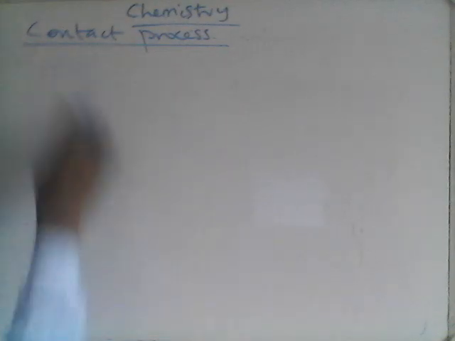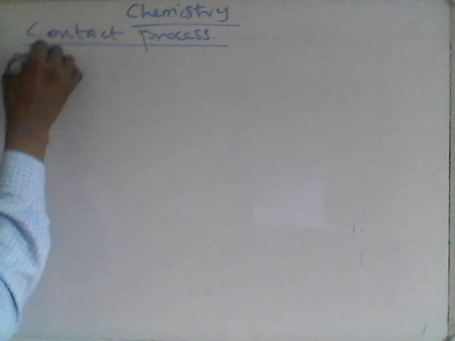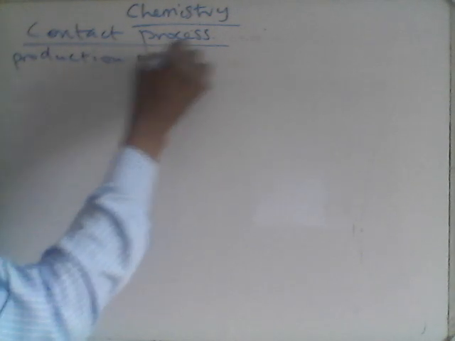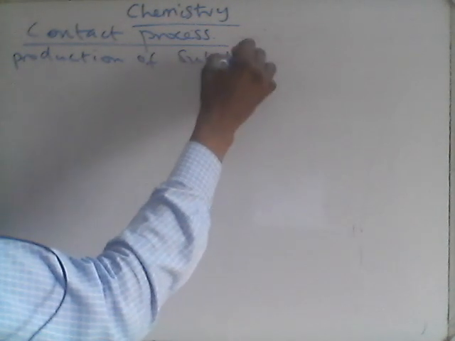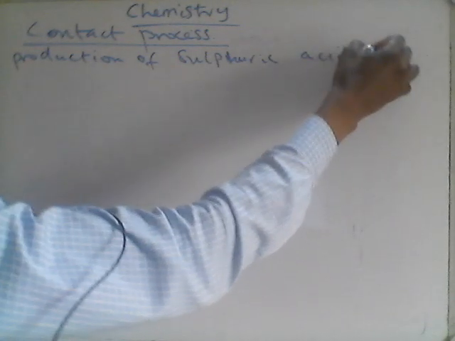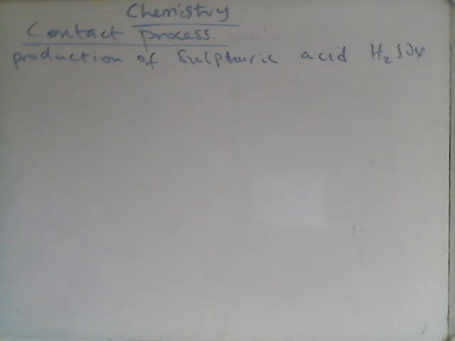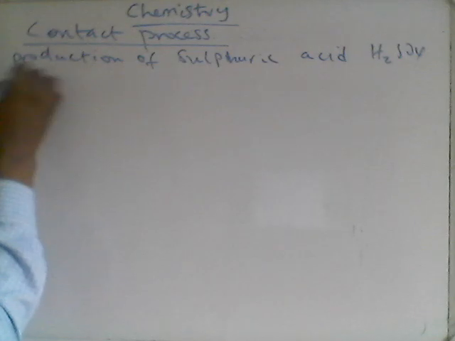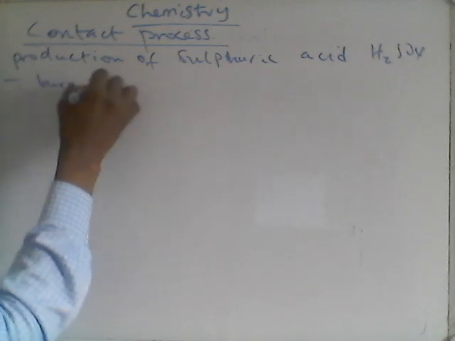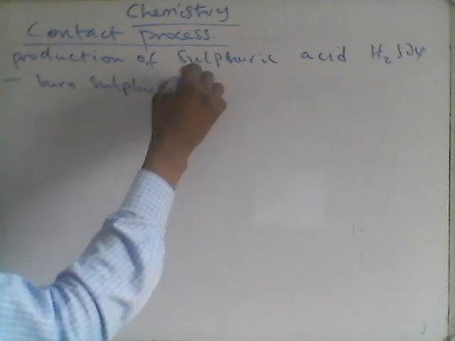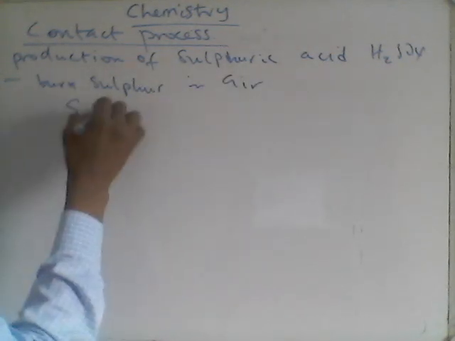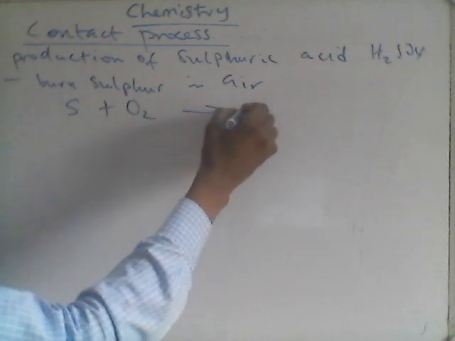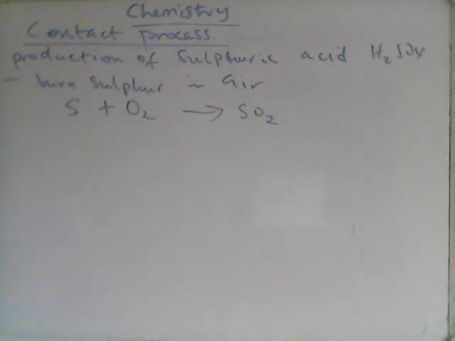Okay, so the next process that we shall be conversant with is the contact process, and the contact process is used for the production of sulfuric acid, H2SO4. And the process for getting this is, the first thing you will do is to burn sulfur in air. Sulfur is an element. So the reaction is sulfur plus air will give us sulfur dioxide.